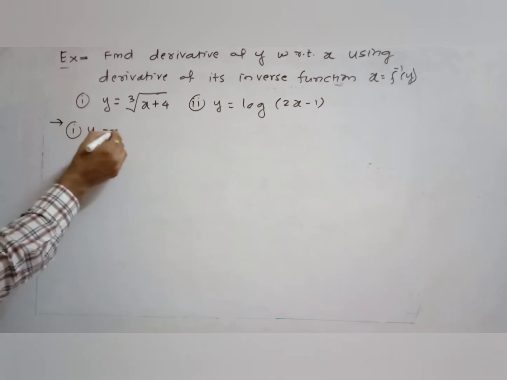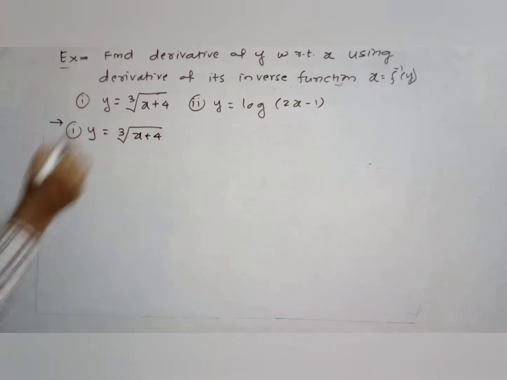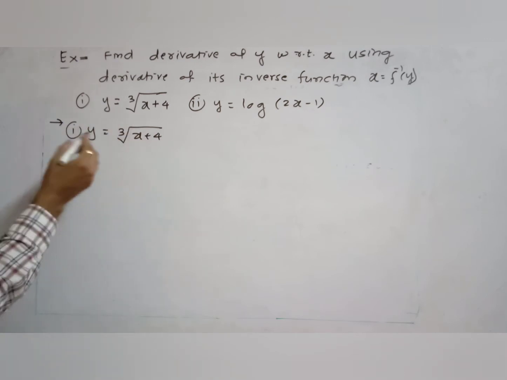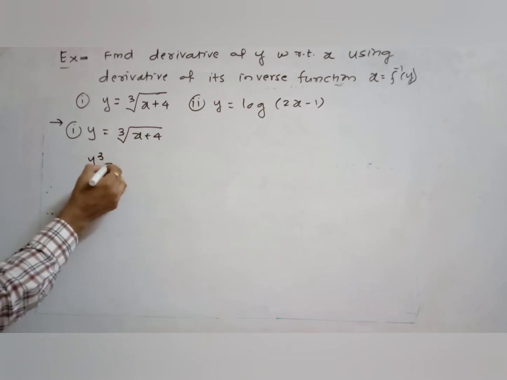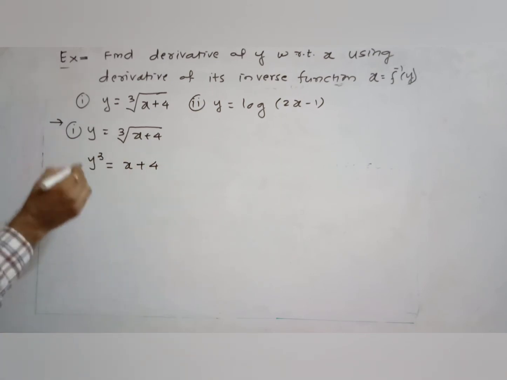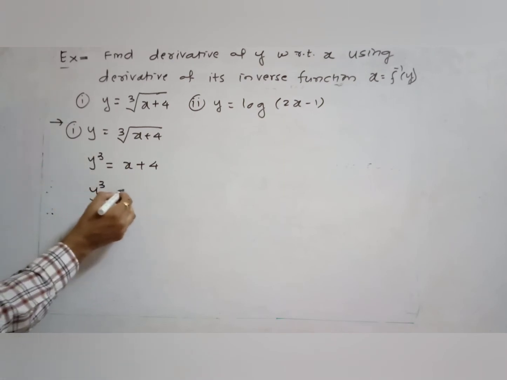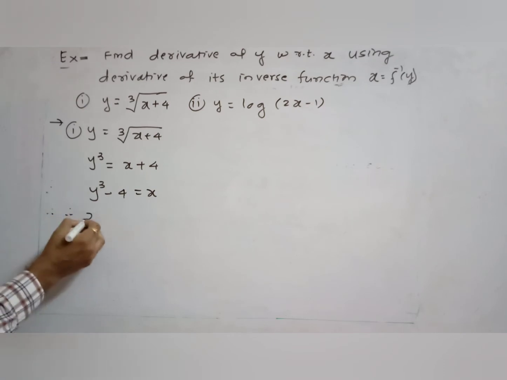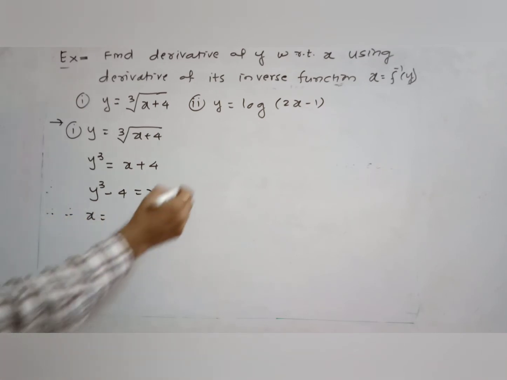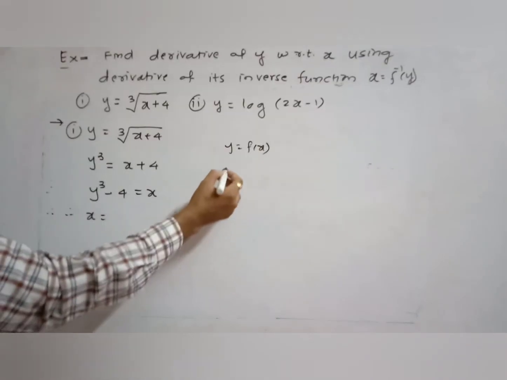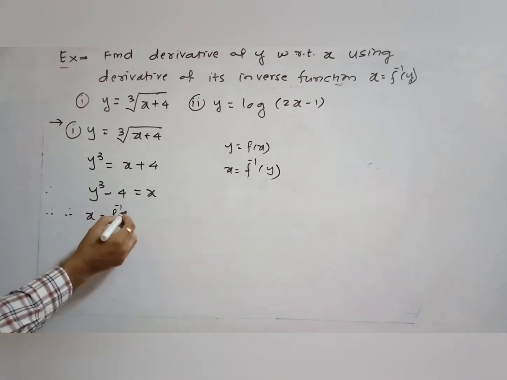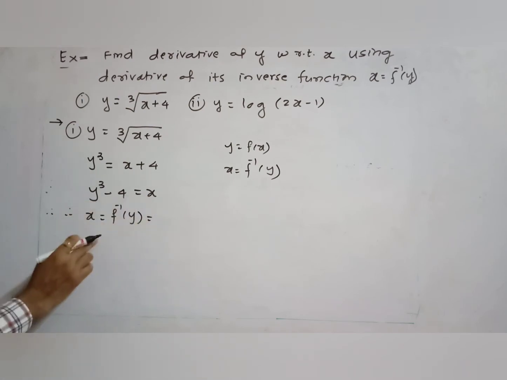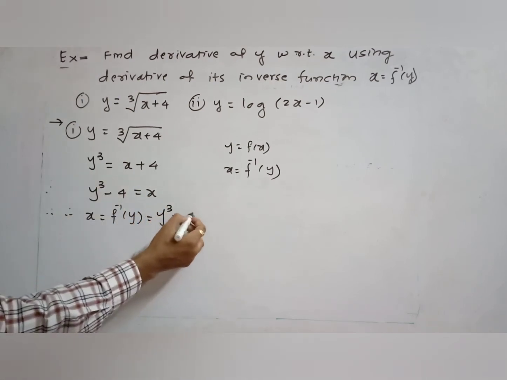Here we have y is equal to the cube root of x plus 4. So what we shall do is find x from this expression, and that is done by taking cubes on both sides. Taking cubes, I get y cube is equal to x plus 4. Then I want x, so take 4 to the other side. So y cube minus 4 is equal to x. Whenever you write y is equal to f of x, it means that x is equal to f inverse of y. So f inverse y is equal to y cube minus 4.